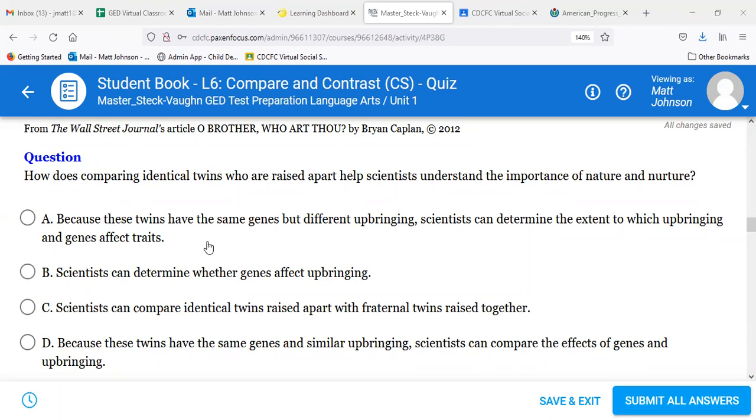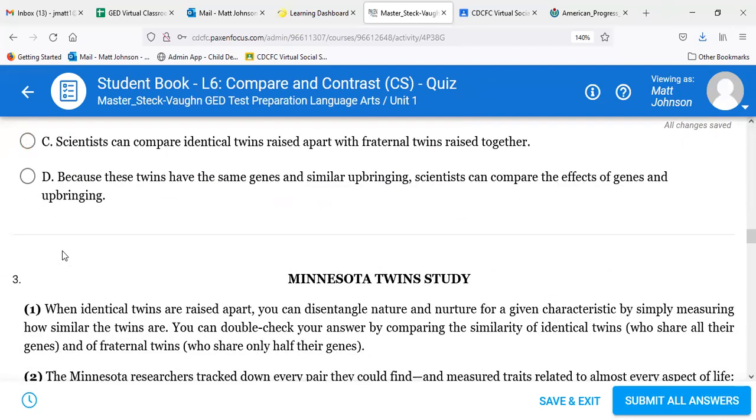So, this kind of goes back to our summarizing skills. If you read a passage like this, take a breath and do what you can to sort of paraphrase and summarize, because that really gets at answer A, really gets at the heart of what that whole passage is about, right? The twins have the same genes, but through different upbringing, scientists can look at how the upbringing as opposed to the genes affect traits. All right, so number 2 is A.